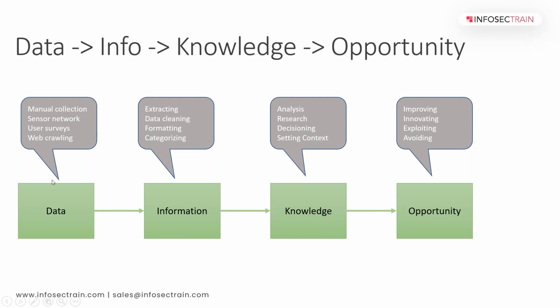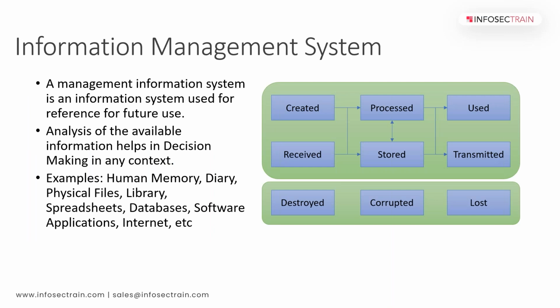For each of these, when you want to convert from one to the next, there are certain activities you do. Out of that, you get data. For information, you will be extracting, data cleaning, formatting, and categorizing, so that you group it and get information which is more meaningful than the data you had in the previous phase. Like this, you apply some activity and transform from data to information, information to knowledge, and knowledge into opportunity. That is what ultimately we are looking for. Now, when we talk about information, you said that we are going to have knowledge management.